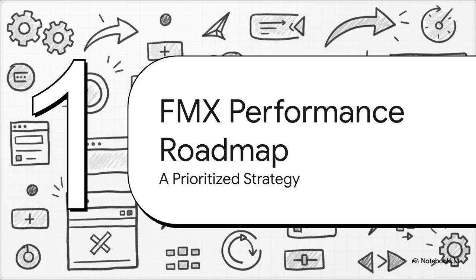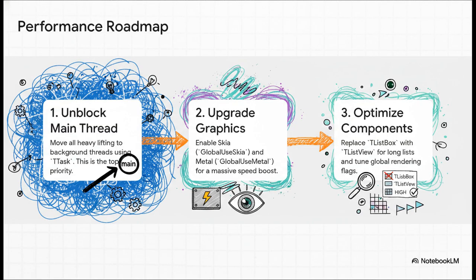Whew, we have covered a lot of ground, from high-level architecture all the way down to little tweaks. So let's wrap this all up into a simple, prioritized strategy that you can take back to your own code and start using right away. Here it is, your 3-step roadmap to a high-performance FMX app. And please, the order here is critical. Start with number 1, always.